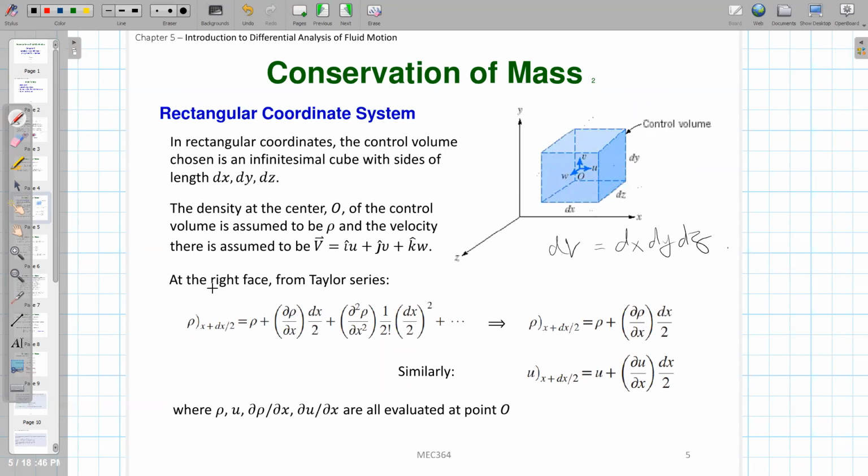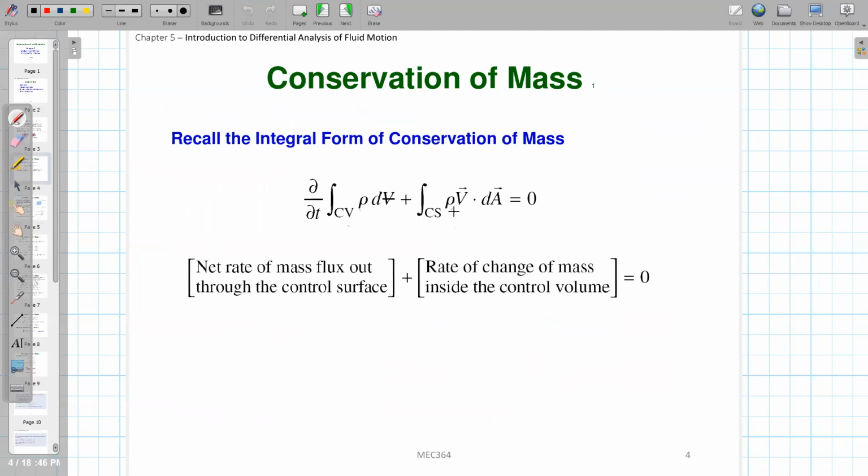So let's first take a look at the right surface. This surface here. For this surface, we have the surface area dy times dz. If we want to know how much mass will be flowing out from this surface, it will be rho times v times the area. Because it's in the x direction, this v becomes u, so rho u times this area.